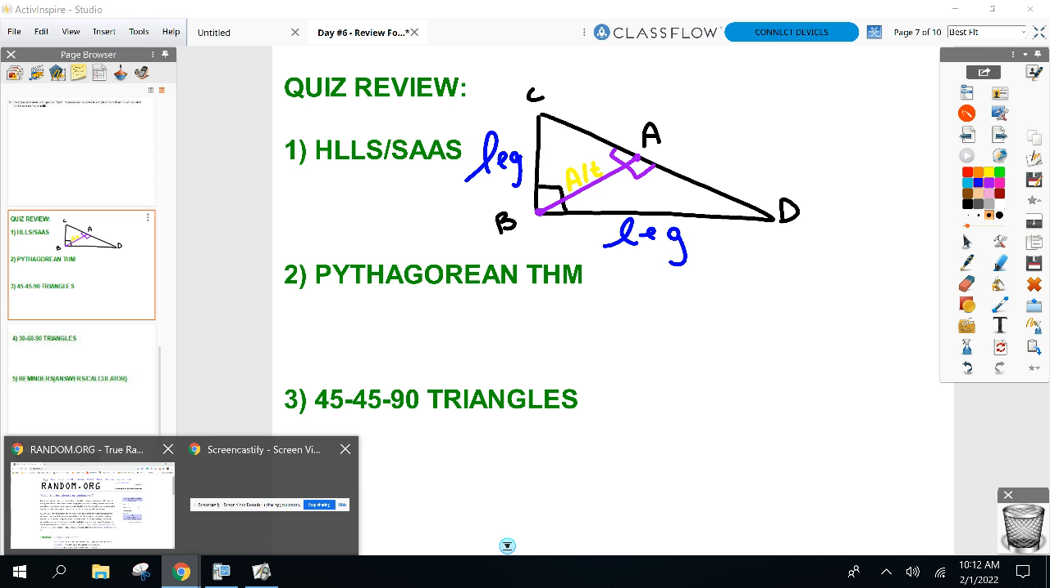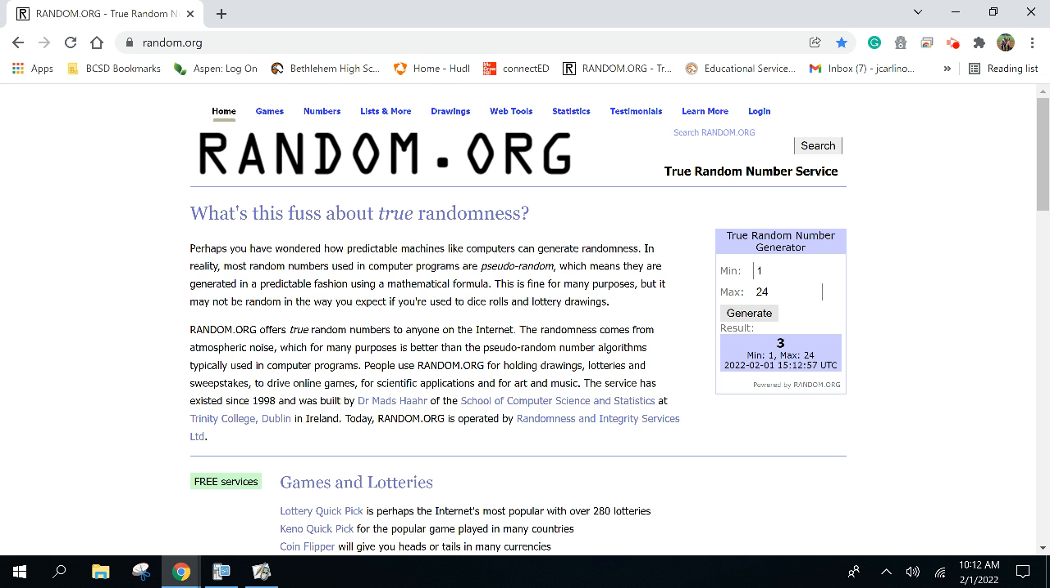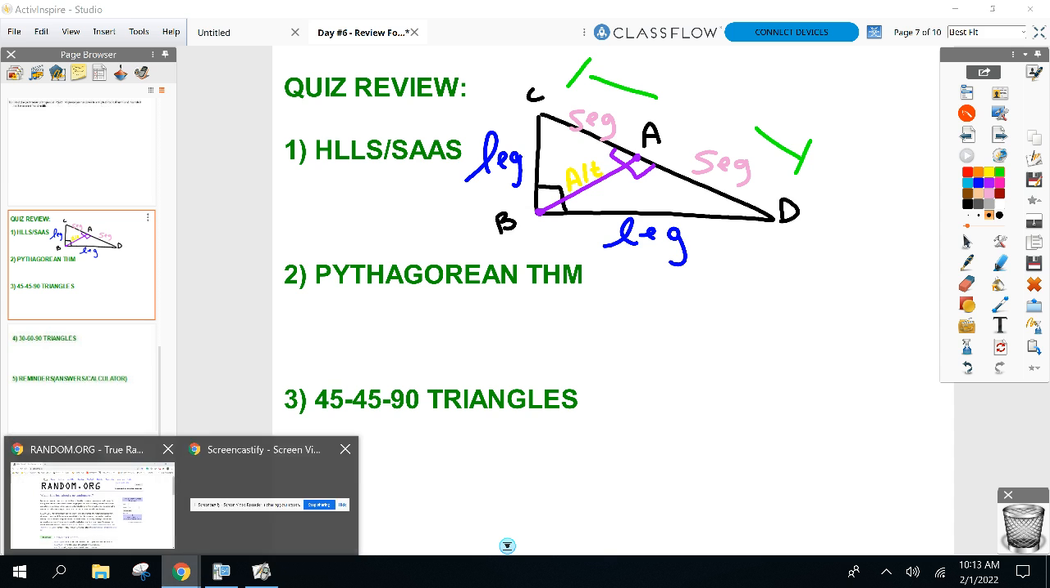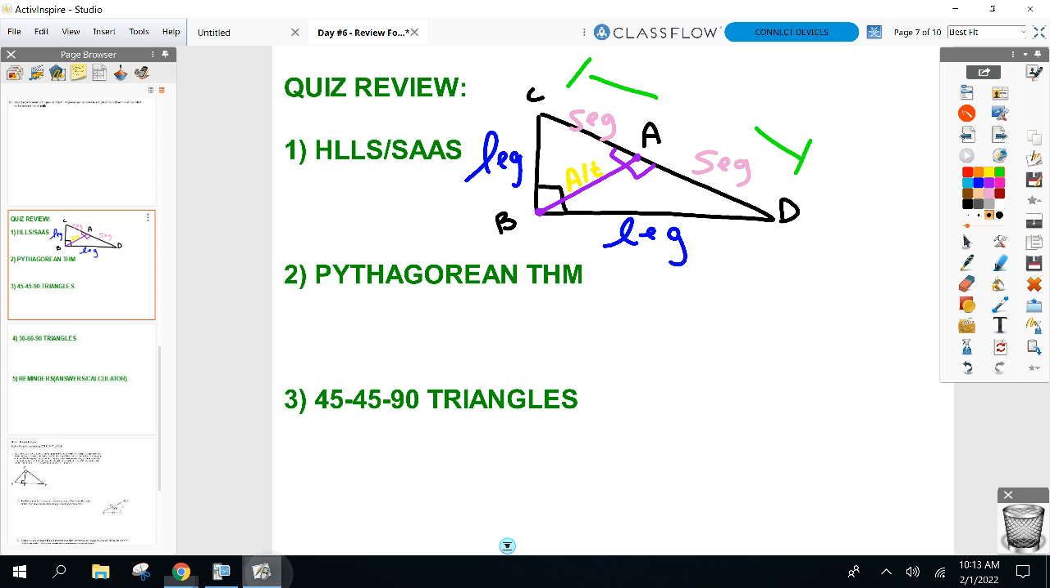What's AD called in this? What do we call AD? From Hills and Sass, what do we call that? A segment. And that's what we also call CA. And the final thing I'm asking for is, what do I call CD in Hills and Sass here? What's CD referred to as? Darn right, hypotenuse. So is everyone all right with the different parts? Next, I'm not even done with Hills and Sass.